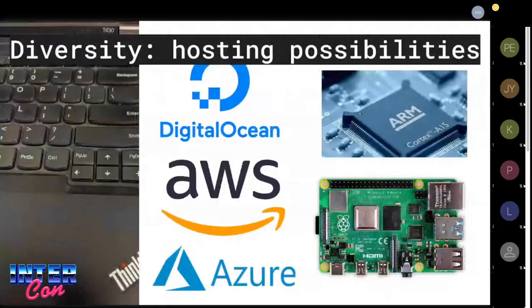Another type of diversity is where you can host these nodes themselves. Typically, one obvious option is just running this on a computer, like this computer on the left. Another option would be running this on the cloud through AWS or DigitalOcean, etc., or even running this on ARM devices, like Raspberry Pis, which are basically just very small computers the size of a fist, approximately.